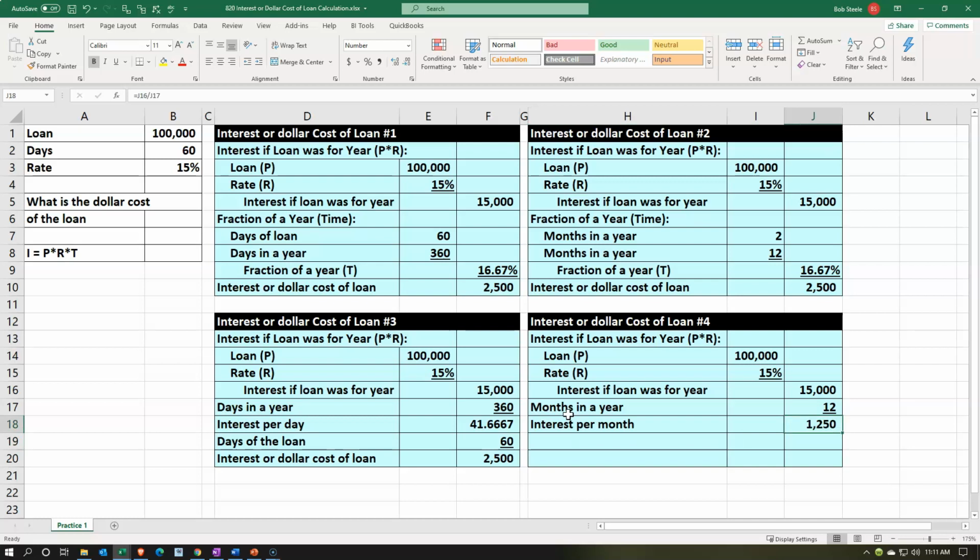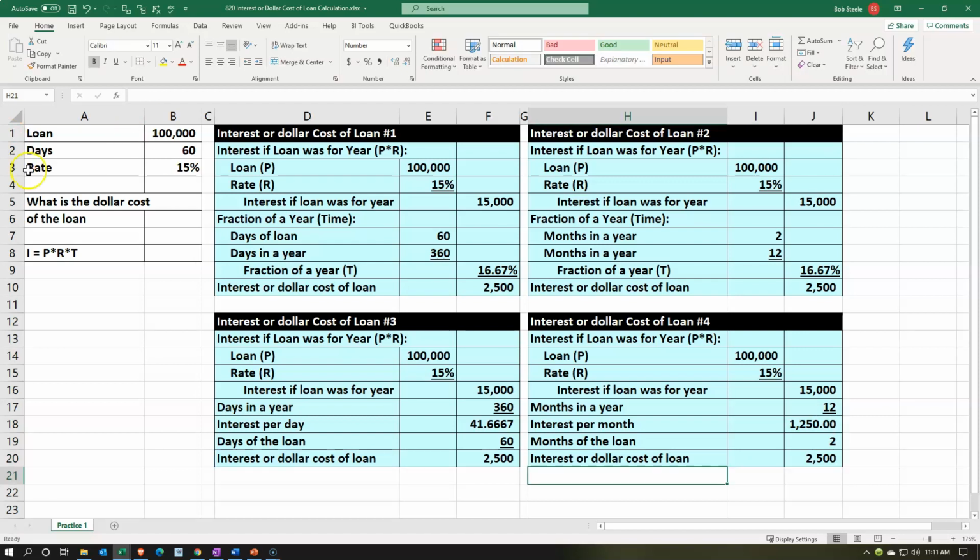1,250. Is that even? Let's go Home tab, Numbers, and add some decimals. It is. So then we're going to say the months of the loan. If it costs us 1,250 per month, how many months are in the loan? Well, we have 60 days divided by, we're going to say, nice even 30-day months, which would give us 2 months. And then the interest would be equal to the 1,250 per month times the 2 months covered, or the 2,500.